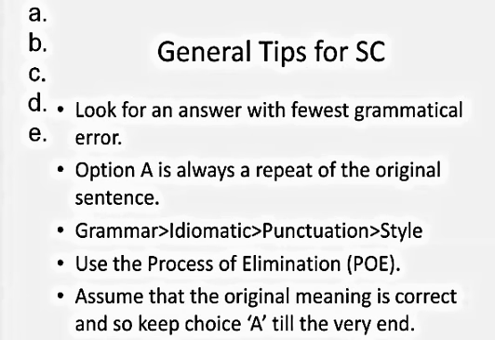When you look at general tips, like I said, look for an answer with the fewest grammatical errors. Then we move on to the second tip, which is option A is always a repeat of the original sentence. Why is that there? Because you need to keep that in mind while answering questions, so that you don't waste time looking at answer choice A or going through it. Then the next, this part is really important. What this means is that we'll keep returning to this over the next few classes.